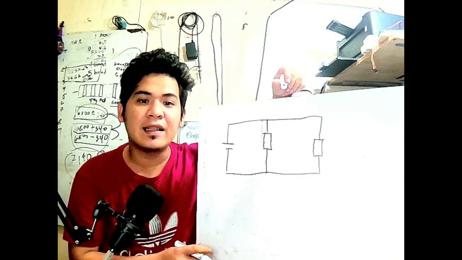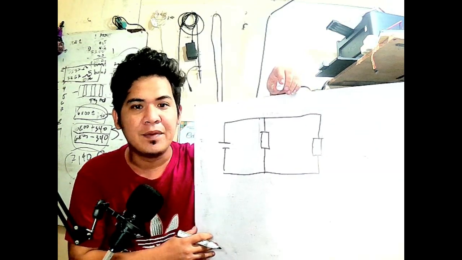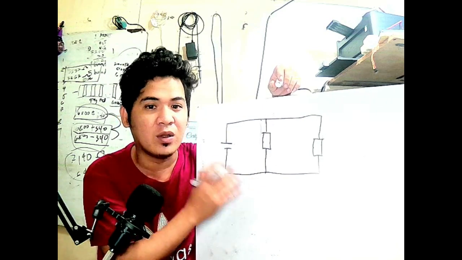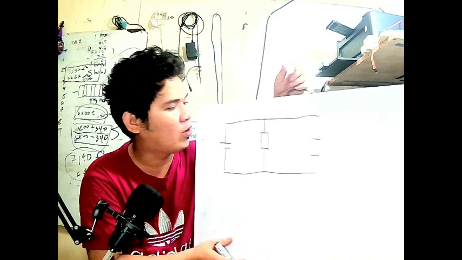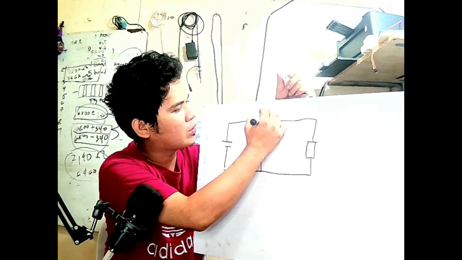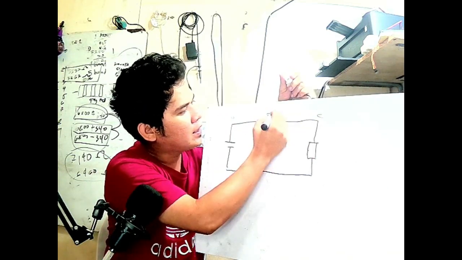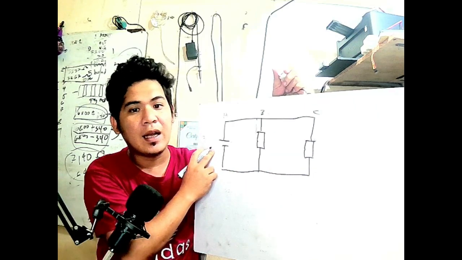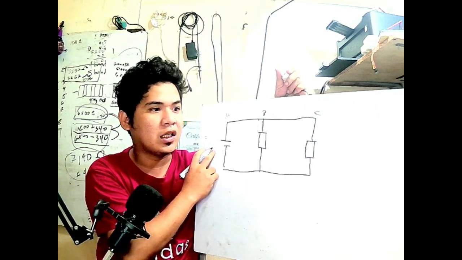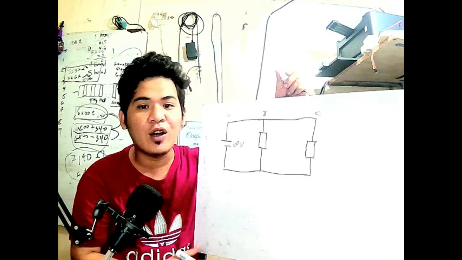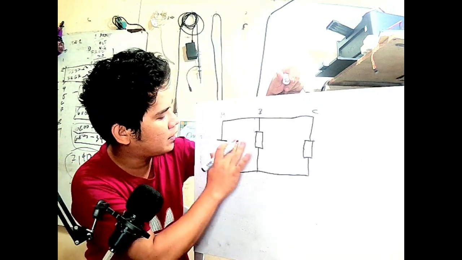Okay, sa ating parallels, lagi natin tandaan na current nito is magkaiba, pero yung voltage nito is parehas lang. Okay? So, dito sa node na to, which I call node A, node A2, B, and C. So, dito, like for example, ang BN ko is 80 volts.